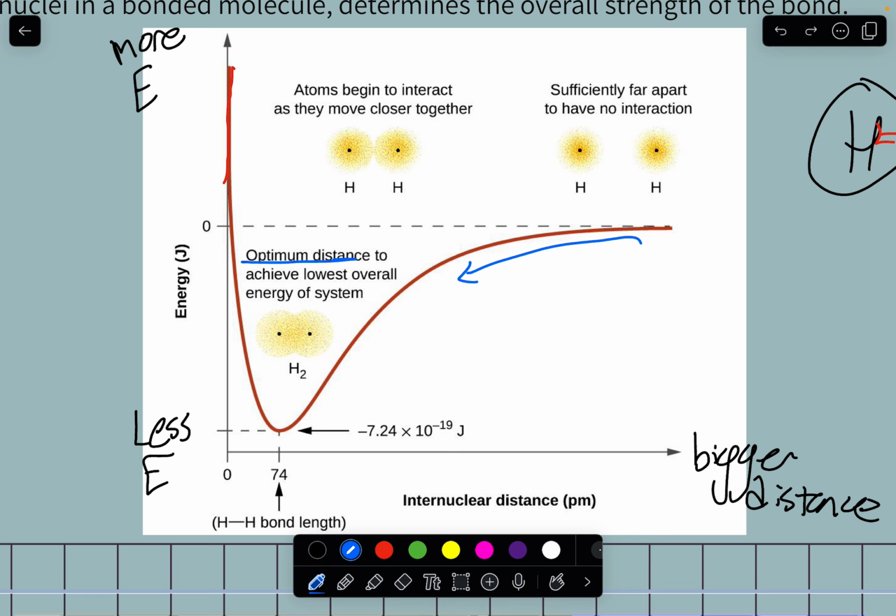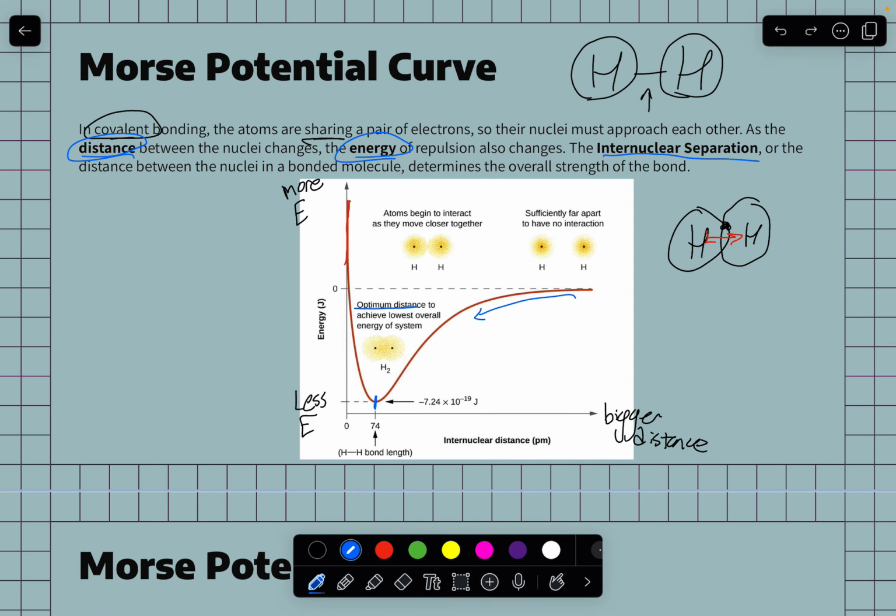Okay, so this point here is the important one. That is the optimum distance for the lowest energy of the system. That's where we want to be. For hydrogen gas, H2, we want to have a distance of 74 picometers, and the energy would be whatever number would be right there. So that's how you read a Morse potential curve.